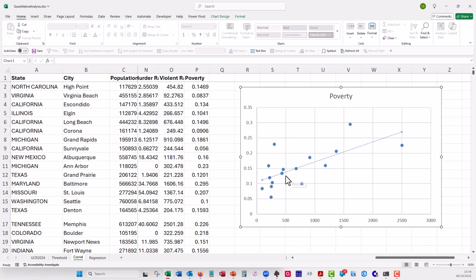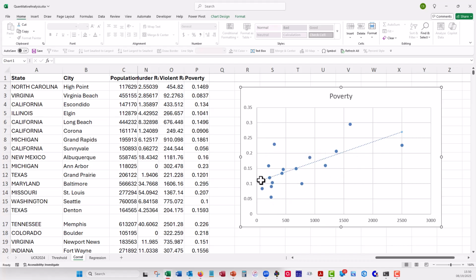What would we expect its violent crime rate to be? And we would say with a poverty rate of only 10%, at least on the trend line, we would expect its violent crime rate to be pretty close to 0. Now, obviously, there's some variance on both sides of the trend line, and quite a bit of it.